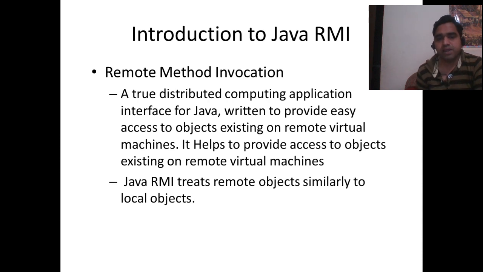So RMI is a method through which we can invoke methods from remote objects and execute them on another remote system. In other words, we can invoke the methods from a client and execute them on a remote server. In this case, Java RMI treats remote objects similarly to local objects. As we are communicating through remote objects, during communication they will be treated as local objects.